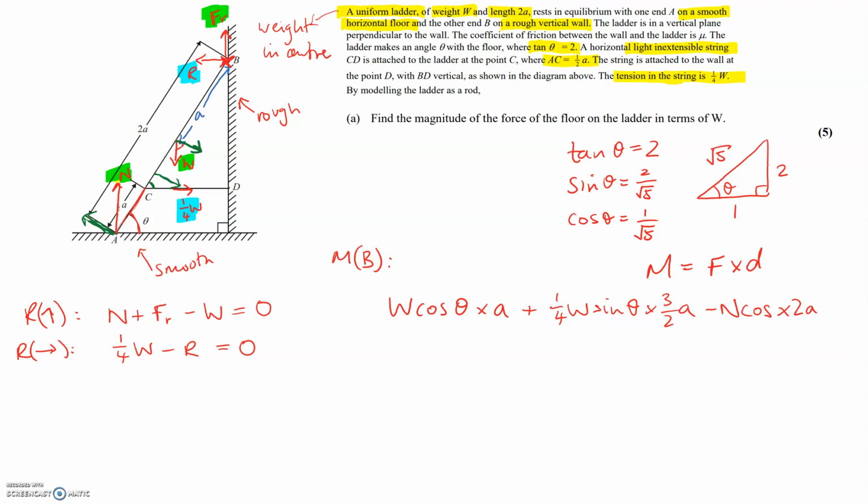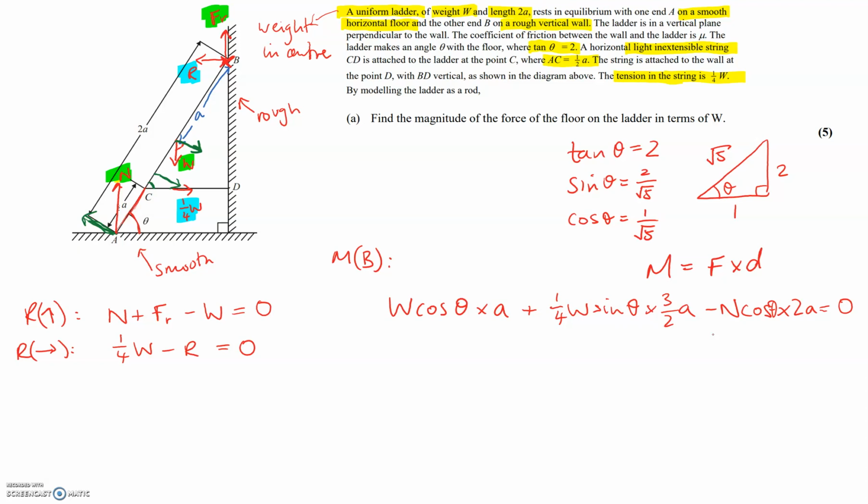So if the whole thing is in equilibrium, the sum of the moments is 0. So I get that. Whoops, forgot a theta. So if you're confused about where any of these bits have come from, I'm going to do a follow-up video to show you in more detail where these angles come from and everything. But I'll just continue on with this question for now.